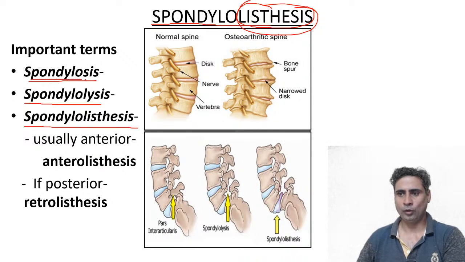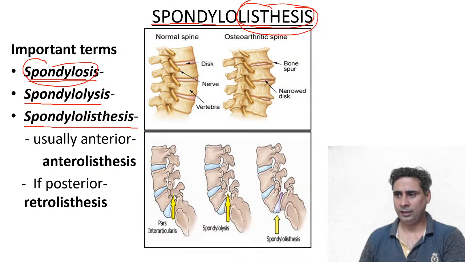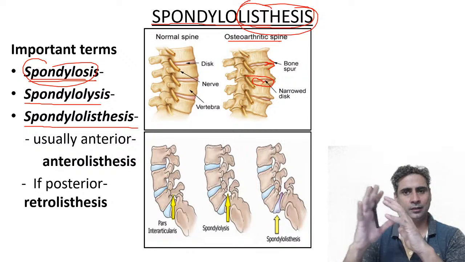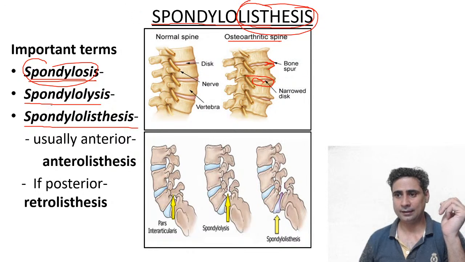So what is spondylosis? In our last lecture on joint disorders, we discussed that spondylosis is nothing but the osteoarthritis of spine, degenerative changes in the spine. So here there will be decreased intervertebral disc space and formation of osteophytes, like osteophytes in the knee. So spondylosis simply means osteoarthritis of spine. Now spondylolysis.